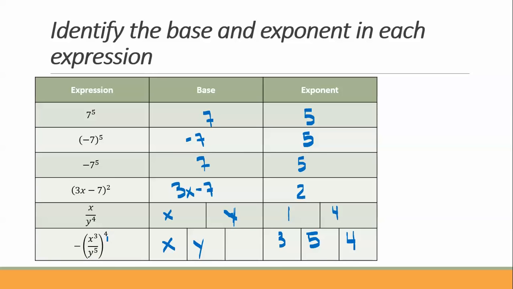Now we have this exponent of 4. The 4 is touching the parentheses, so the entire thing in the parentheses is the base. So our base is x cubed over y to the 5th for the exponent of 4. Notice, nowhere in there did that negative that's on the outside come into play because it's negative of the whole thing. It's the opposite of the whole thing. So if you're evaluating, and when we start evaluating, we're going to do this whole thing and then take the opposite of it.